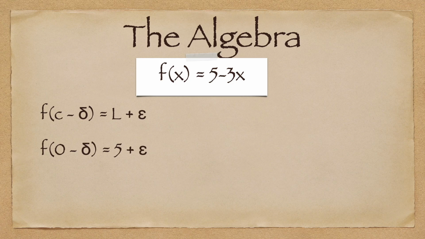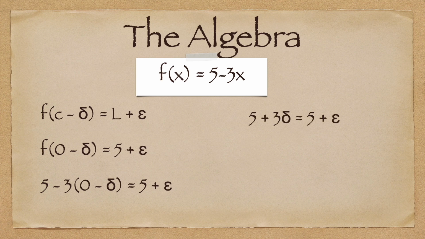Then putting in our 0 for c and our 5 for L, we get f of 0 minus delta equals 5 plus epsilon. So we're going to put that into the function, 5 minus 3 times 0 minus delta. We get 5 plus epsilon. We're going to do a little simplifying. We would get that 5 plus 3 delta equals 5 plus epsilon. Subtract a 5 from both sides, divide by 3, and we get that delta equals epsilon divided by 3.